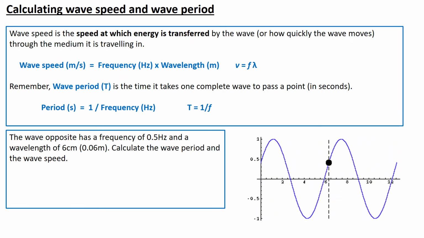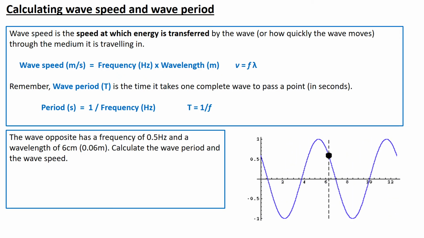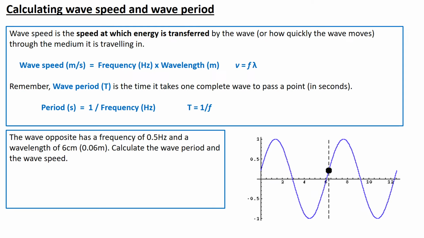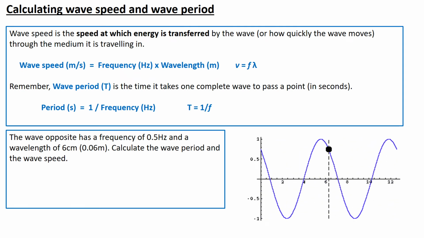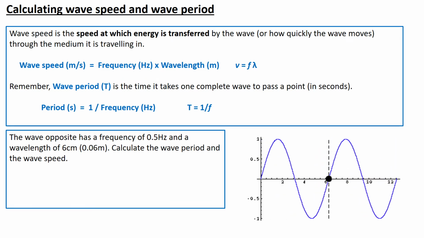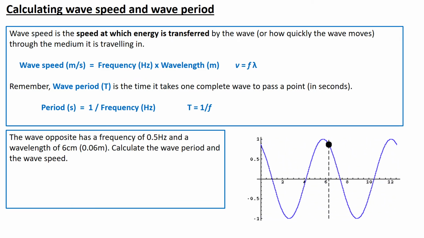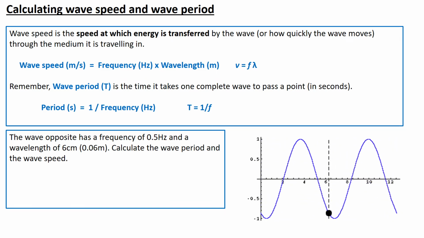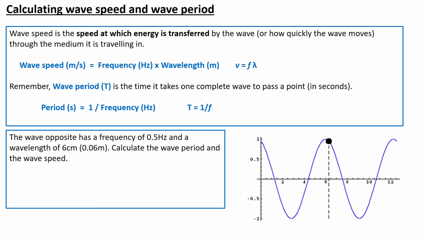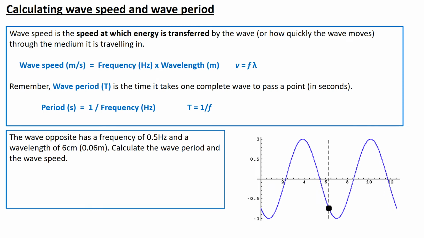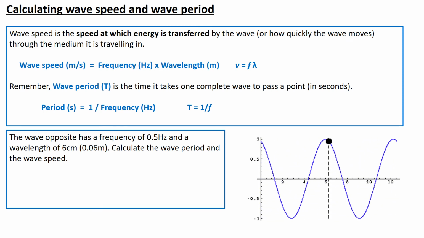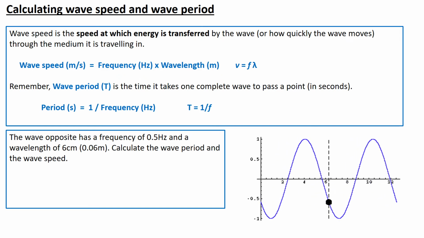Right, here we go. So when we're working out wave speed, that is the speed at which the energy is transferred by a wave. Wave speed is equal to frequency times wavelength. Now remember, you can pop that one into a triangle and that would be expected to be rearranged. Wave period is T, which is the time it takes to pass through a point in seconds. Period equals 1 divided by frequency.